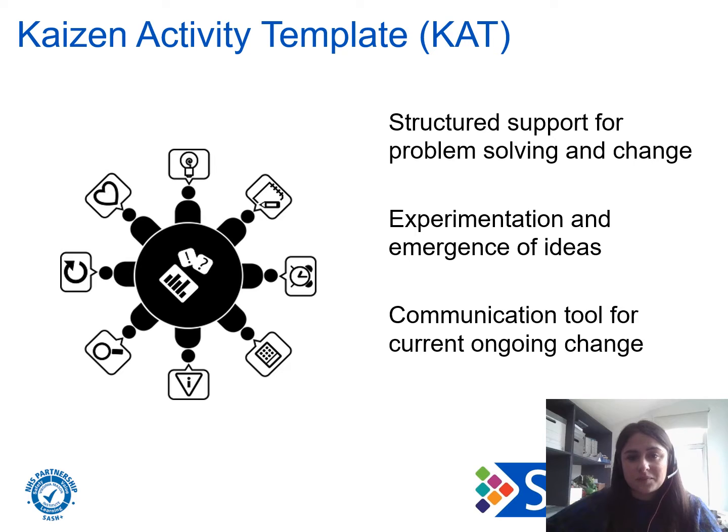Kaizen activity templates should be updated as you go and should be challenged as you update it. It should bring planned and emergent thinking together, as well as allow improvement to be a team sport by bringing together a small team to tackle a problem. It brings all the lean tools together in one document, as well as helping you to frame your current state and track your progress.